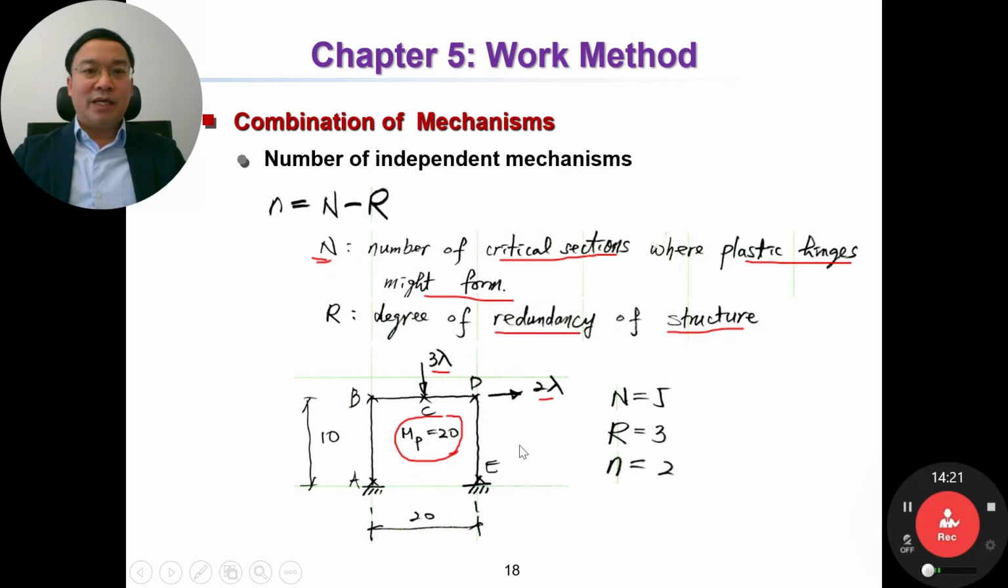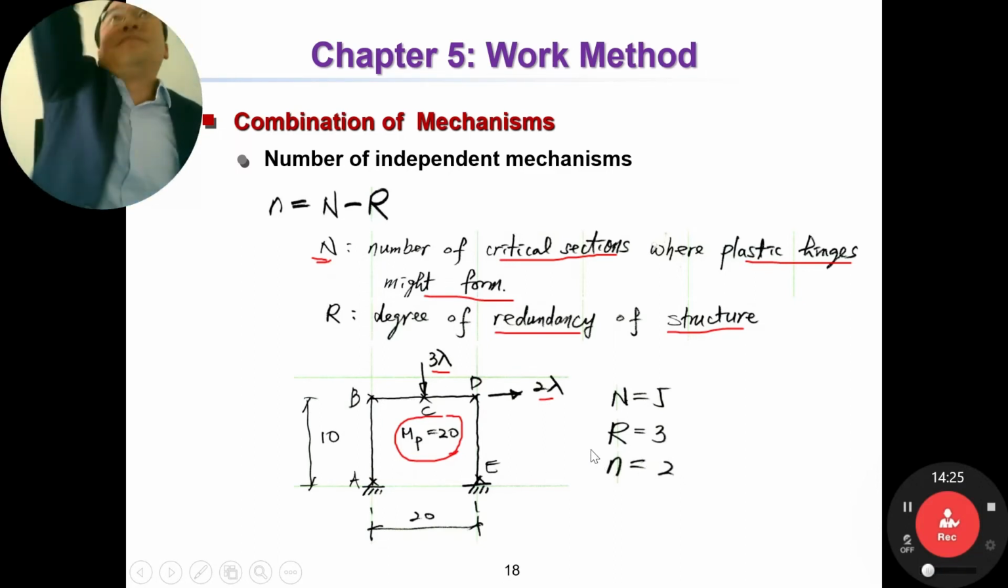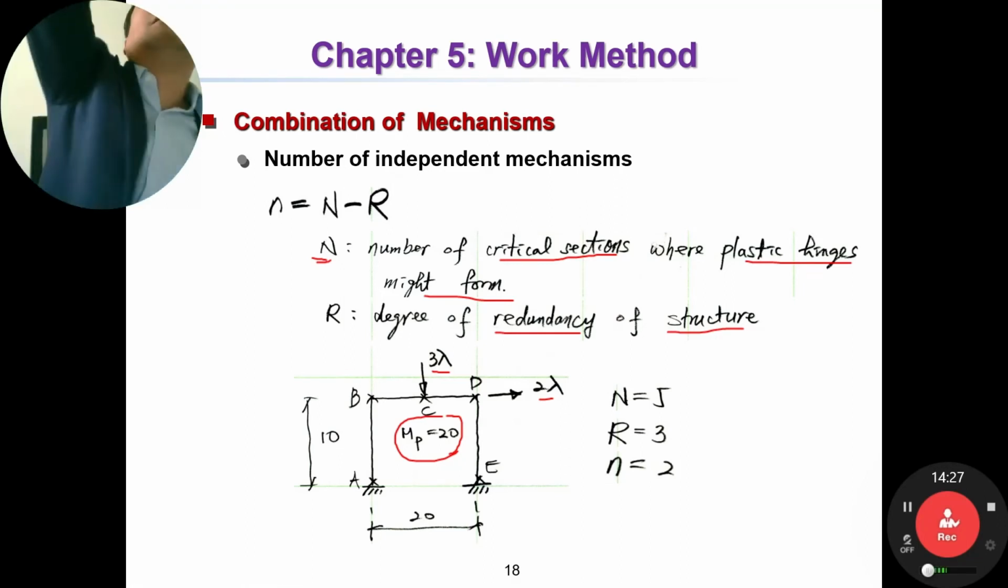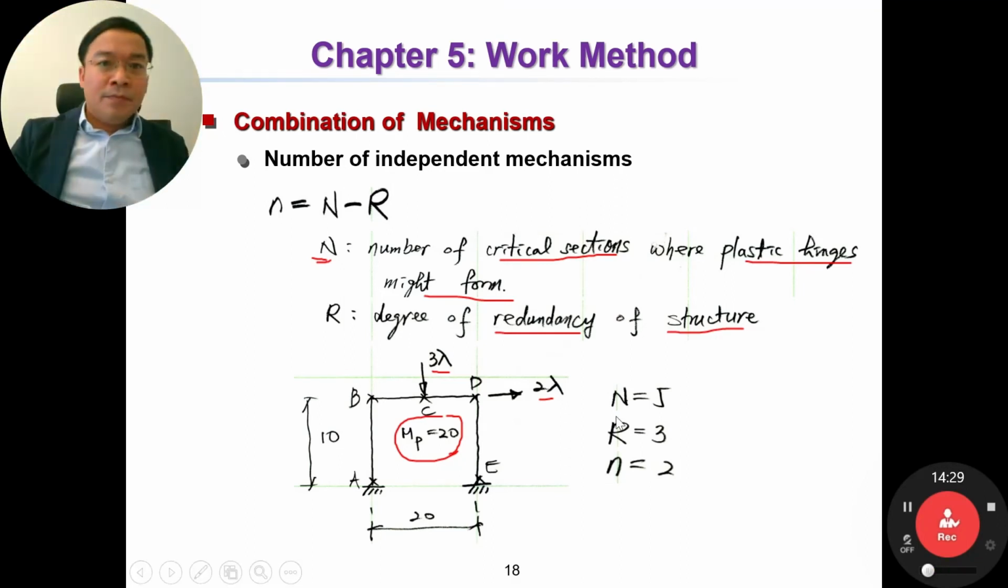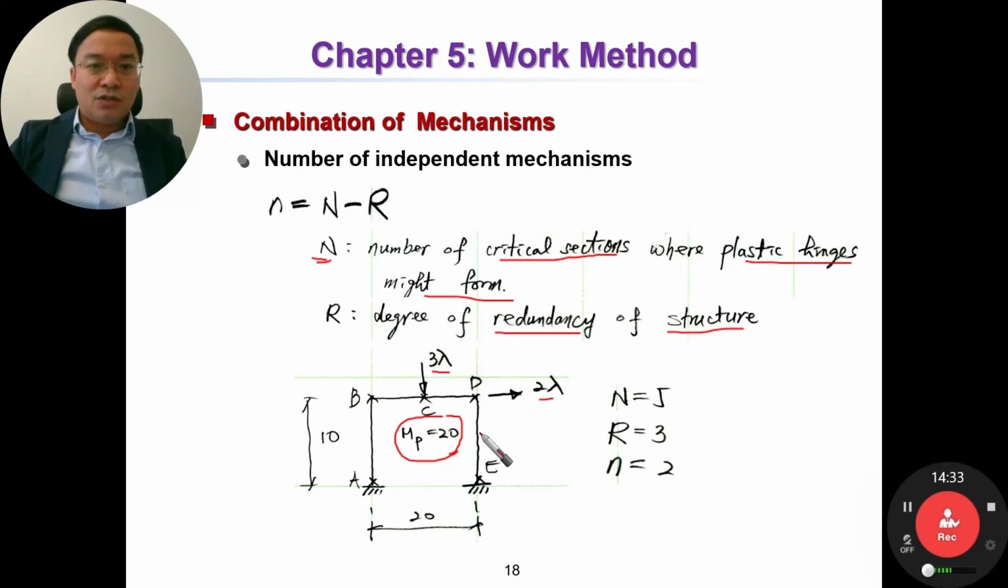What does this mean? For this frame, the number of independent mechanisms is 2. So we have 2 independent mechanisms for this structure.